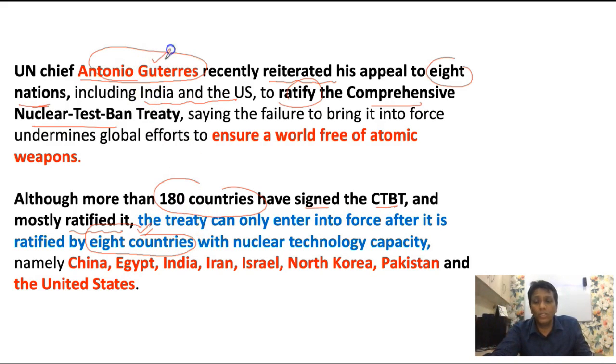Here Antonio Guterres, as UN chief, appeals to these 8 nations. The reason is that the other 180 countries do not have much nuclear power, and their nuclear technology is not very developed. So whether they are members or not, it is not a matter for the CTBT. But countries like China, Egypt, India, Iran, Israel, North Korea, Pakistan, and the US are nuclear power countries, and they know very well how to utilize nuclear power. This is the reason their signatures are very important. Not only signing, even ratification is very important.